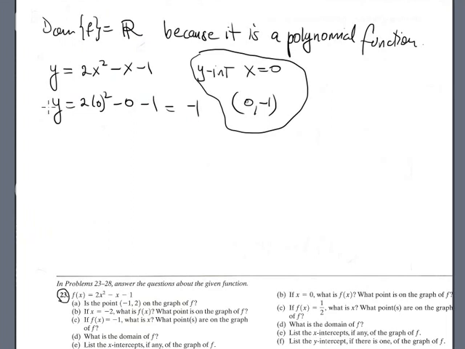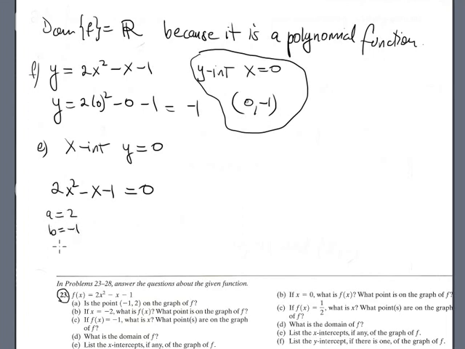Okay, let's see. We are doing question E, the x-intercept. For the x-intercept, the condition is y equals 0. So 2x squared minus x minus 1 is equal to 0. Now solve this quadratic equation. Let's do it by the quadratic formula. a is 2, b is -1, and c is -1. The quadratic formula is minus b, so it's positive, then plus or minus the square root.